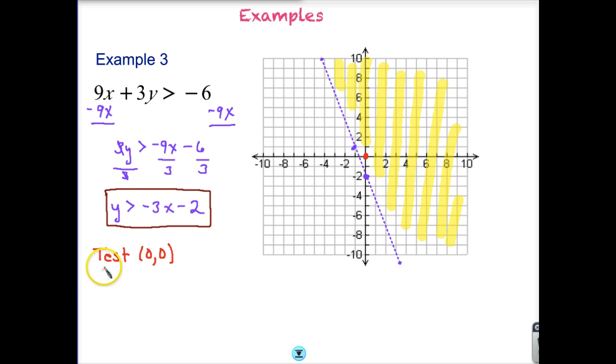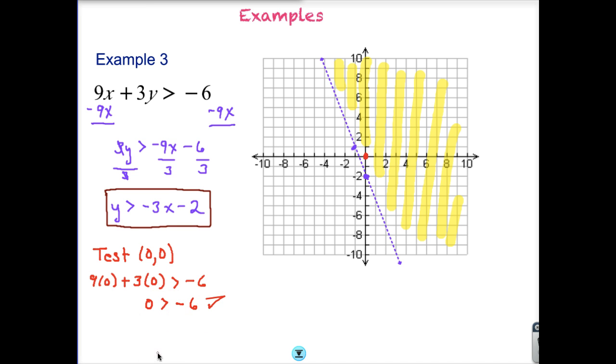So let's try it. I can plug it into my original equation, or I can plug it into my new equation. I think I'll go ahead and plug it into my original equation. I think that will be a little bit easier. I replaced the x with 0, and I replaced the y with 0, and now I'm going to simplify. 9 times 0 is 0, plus 3 times 0 is 0. That leaves 0 on the left side, and 0 needs to be greater than negative 6. Is that true? And it is true. 0 is in fact greater than negative 6.